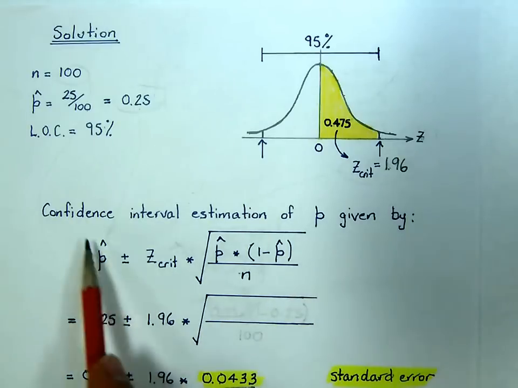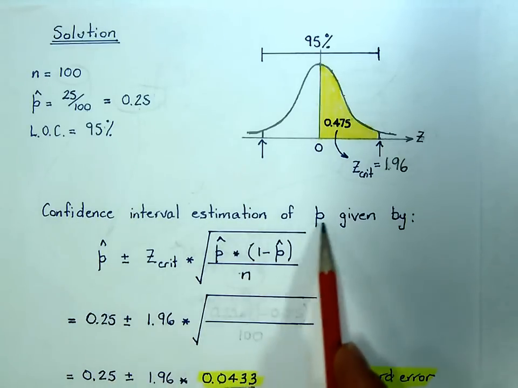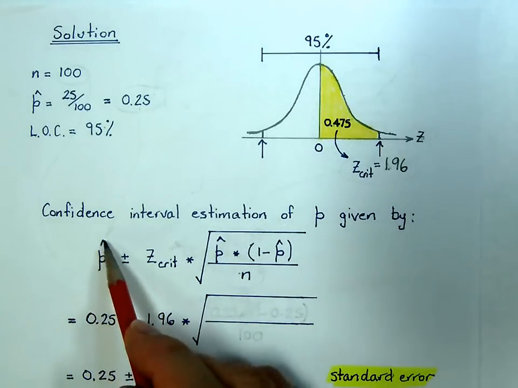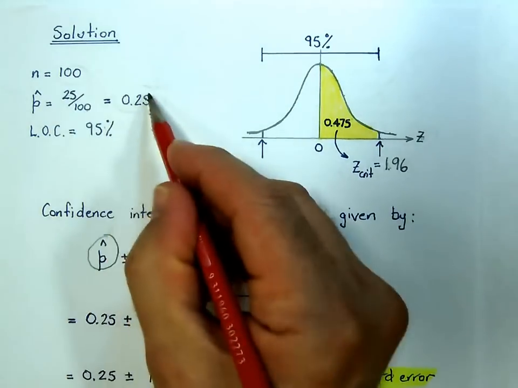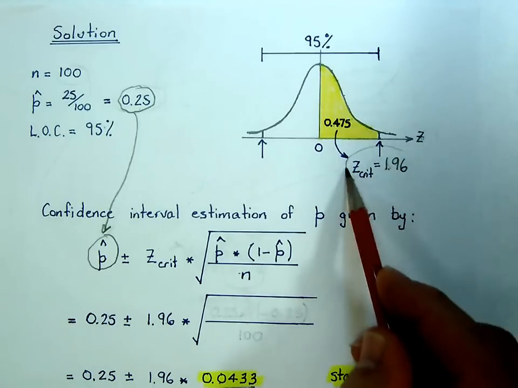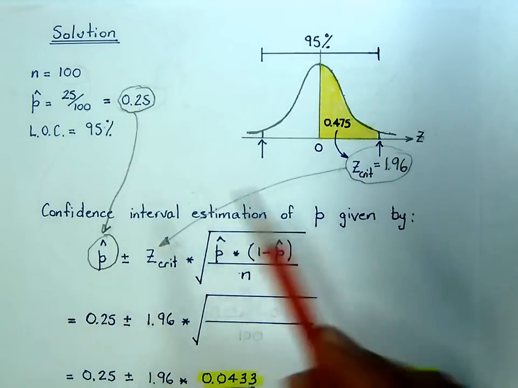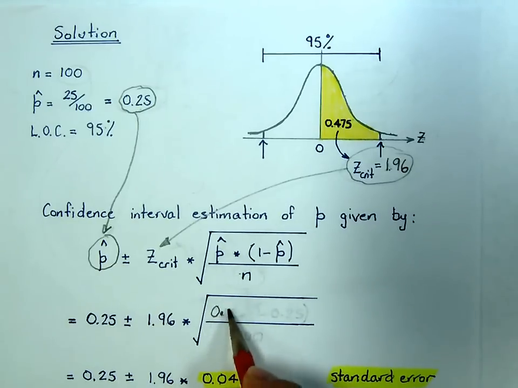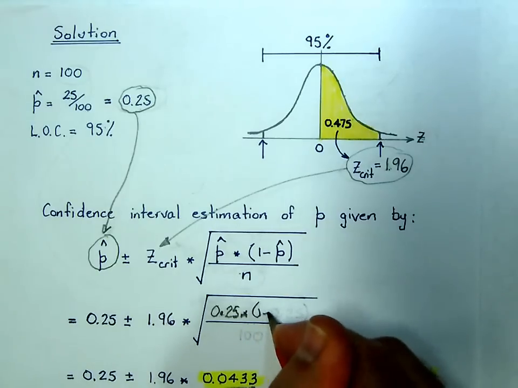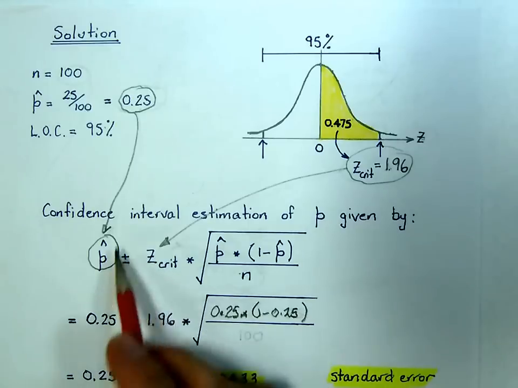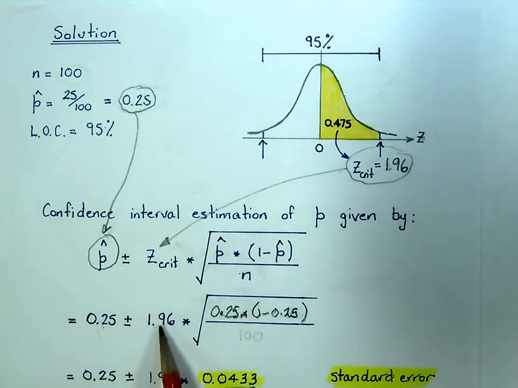So now we can find the confidence interval estimation of P by using this formula here. At this point we know what P hat is because we found that here. We can substitute in the critical value of Z, which we've just found. And this particular part of the formula, well, we know P hat, so we can put that in here, 0.25, and we can put in 1 minus 0.25.